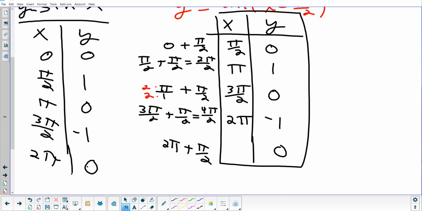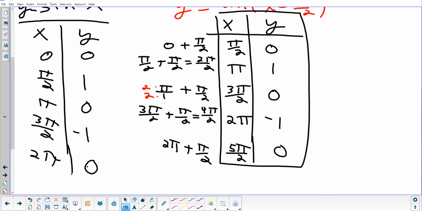And once you reduce it? 2 pi. Now, what I want to do is just see if you notice a pattern at this point. 1 pi over 2, 2 pi over 2, 3 pi over 2, 4 pi over 2. How about the last one? So 1 pi over 2, 2 pi over 2, 3 pi over 2, 4 pi over 2, 5 pi over 2. That would be the last one.